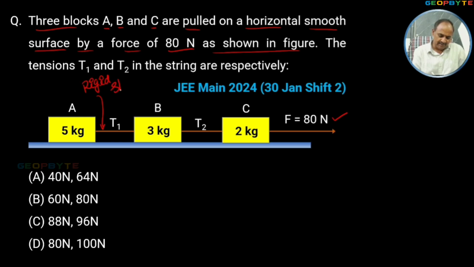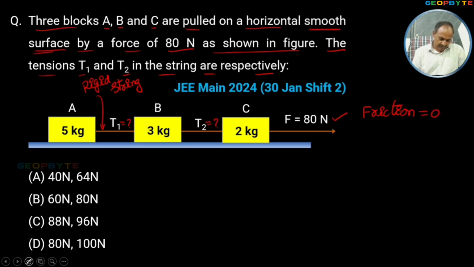The rigid string is one which does not undergo any deformation. Another important point is that smooth surface means friction equal to 0. We need not consider any friction effect. The tensions T1 and T2 in the string are respectively, what is the value of T1 and T2?